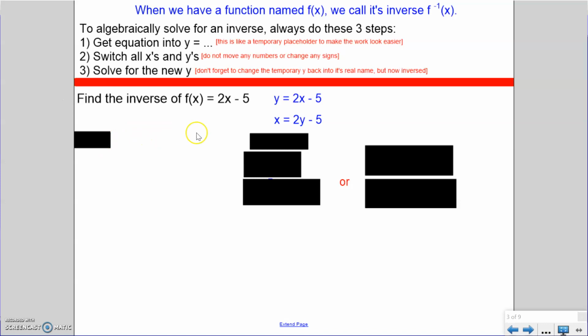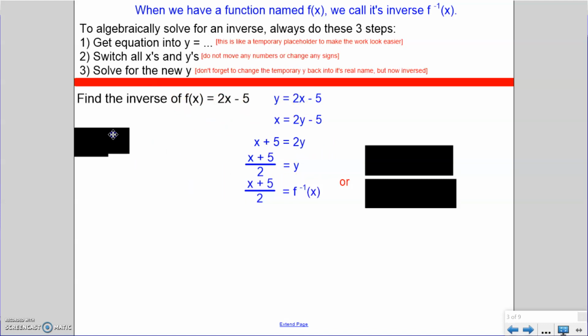Step 3, solve. So to get y by itself, you move the 5 over by adding it. Then get rid of this 2 by division. Then remember, this y was not there originally. We put it there temporarily. We're going to change it into f of x, but now f inverse of x.